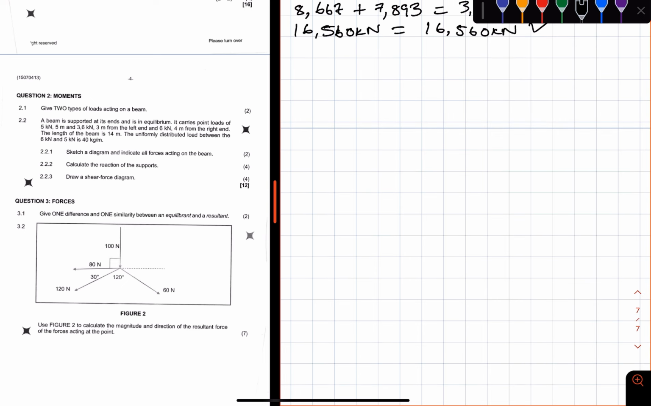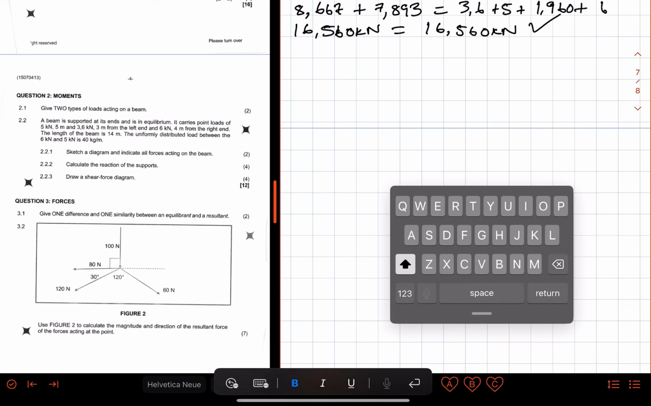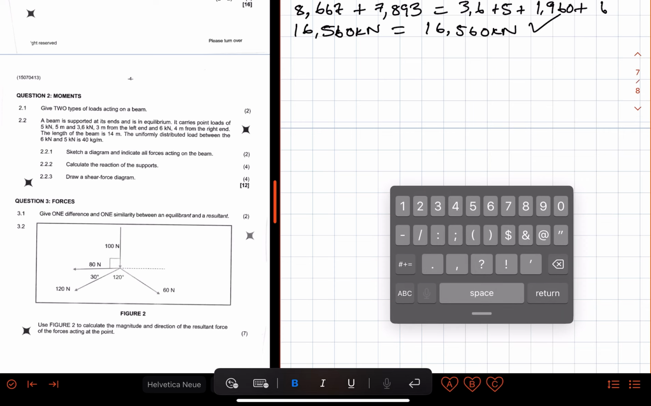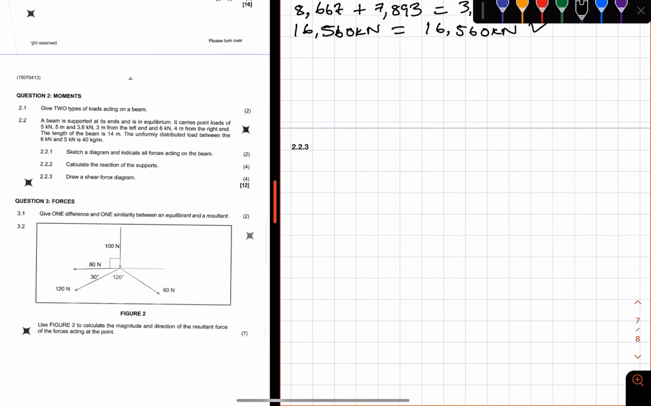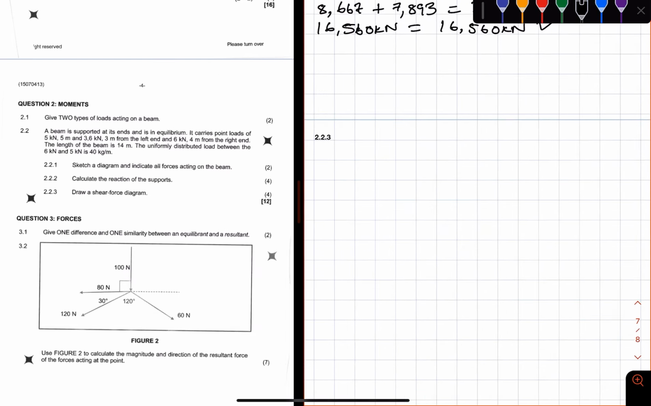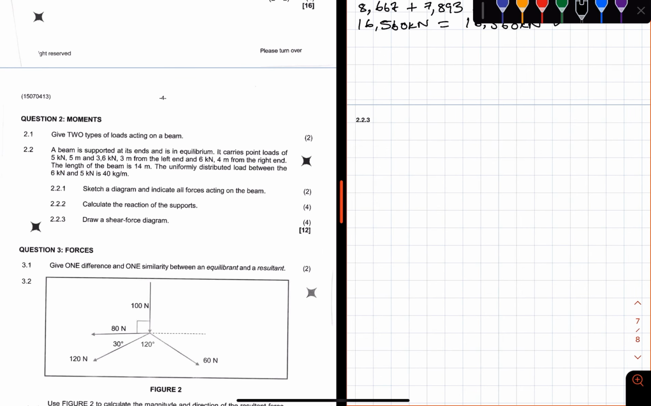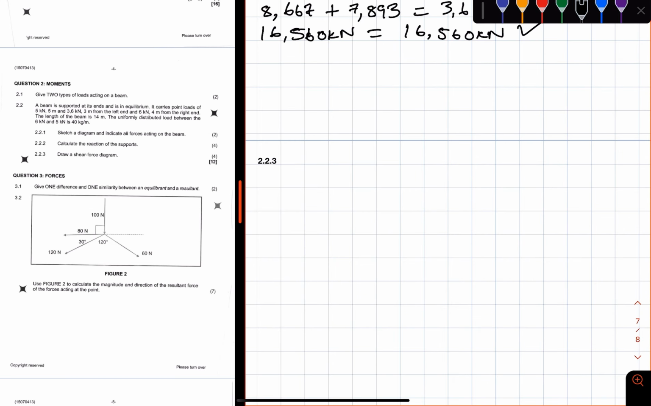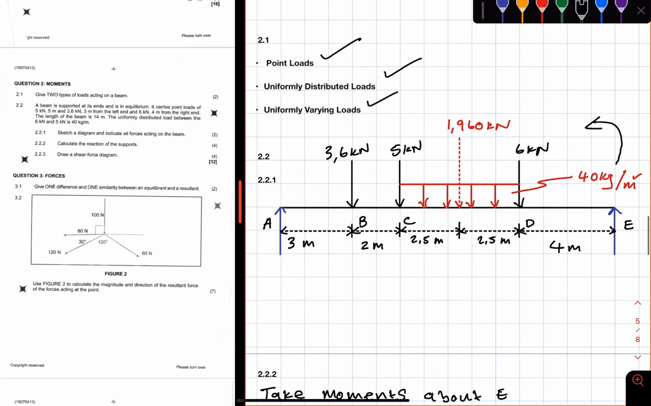So now we do 2.2.3. Right, so 2.2.3, they want us to draw a shear force diagram of this beam. Right, they want us to draw the shear force diagram of this beam.